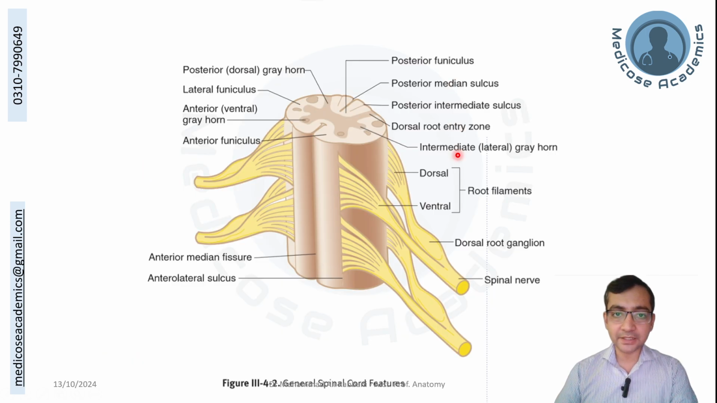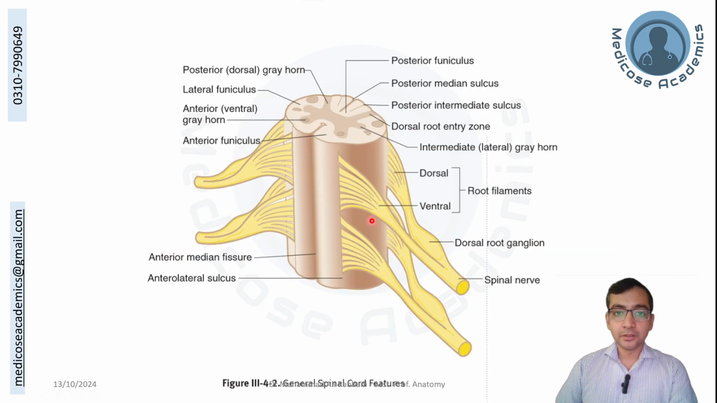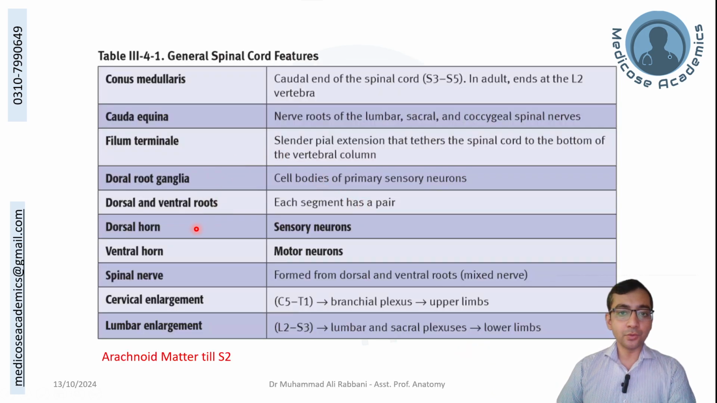If we have not discussed it yet, these are the cells. The sensory nerves that are entering the spinal cord have their cell bodies situated outside the spinal cord, and this aggregation of cell bodies is called the dorsal root ganglion. Ventral roots, dorsal roots, horns, spinal nerves, cervical enlargement, lumbar enlargement, and the terminal part of the arachnoid. So that's about the general introduction to the spinal cord.